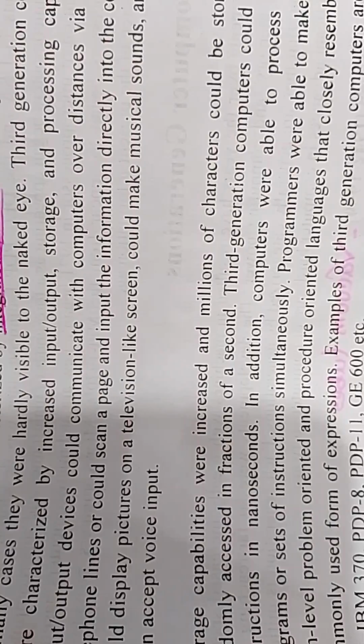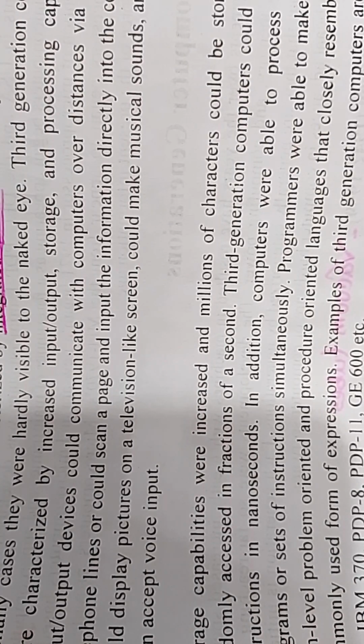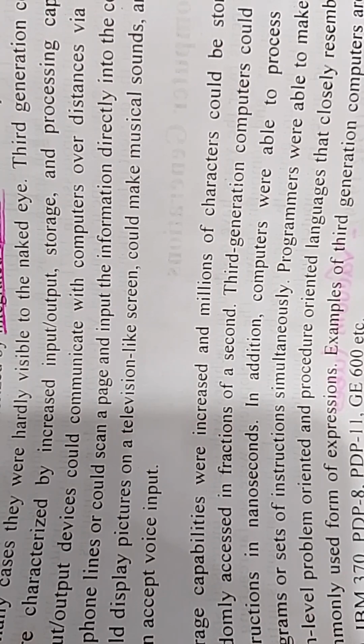Input and output devices could communicate with the computer over distance via ordinary telephone lines or could scan a face and input the information directly into the computer, could display pictures on a television-like screen, could make musical sounds, could accept voice input. Storage capabilities were increased and millions of characters could be stored and randomly accessed in a fraction of a second. Third generation computers could process instructions in nanoseconds.